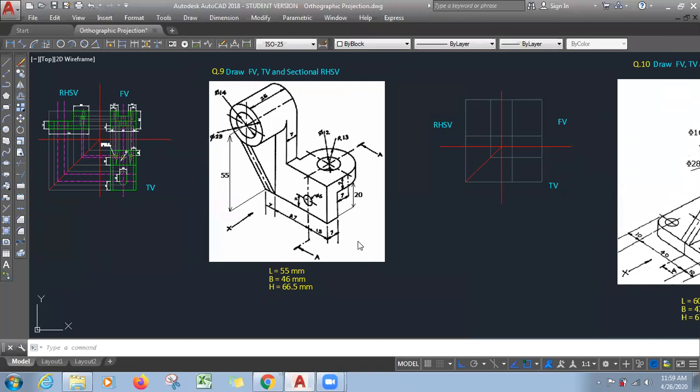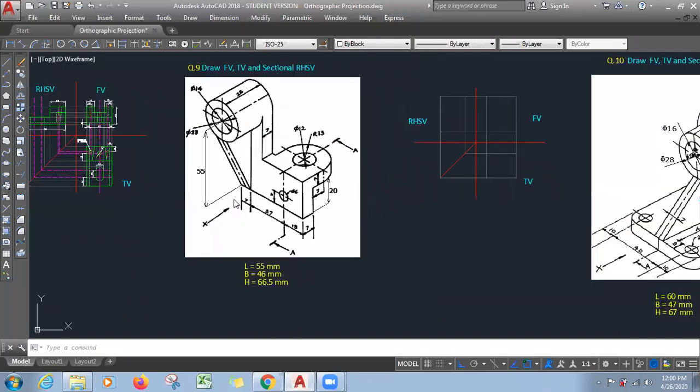So what we will do now, instead of thinking about the sectional view, first of all we will draw all three views: front view, top view, and right hand side view. Then we will think of the sectional view. Here we have the sectional plane AA also. The direction is given, which means that in the direction of A, the object part is to be retained, and the opposite part is to be removed.